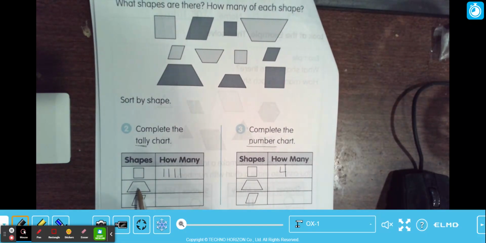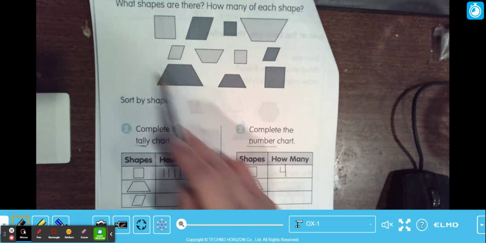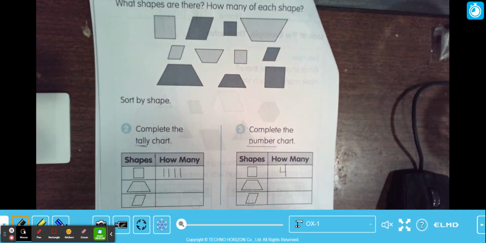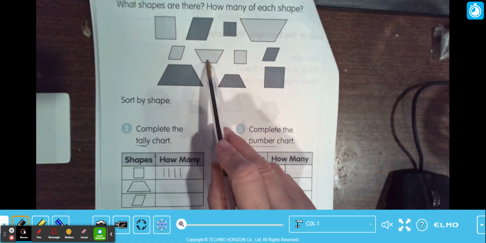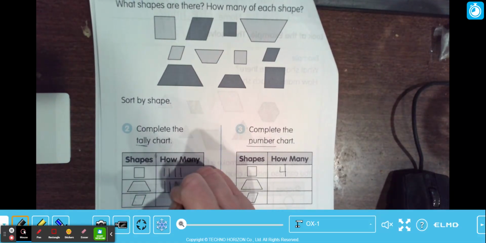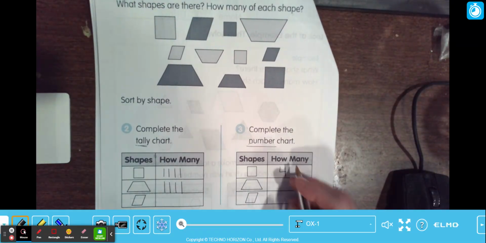Okay, next we're doing the trapezoid. This shape here is called a trapezoid. So look over here and count all the trapezoids you see here. Okay, let's count them. 1, 2, 3, 4. Did you say 4 trapezoids? If you said 4, you're absolutely right. Let's make the 4 tally marks. And right here on trapezoid, I'm going to write the number 4.